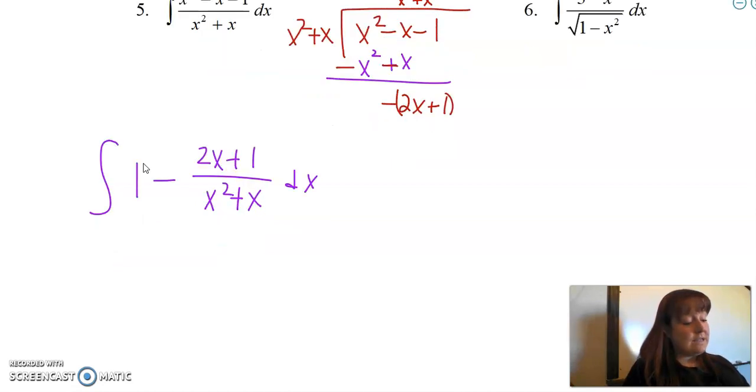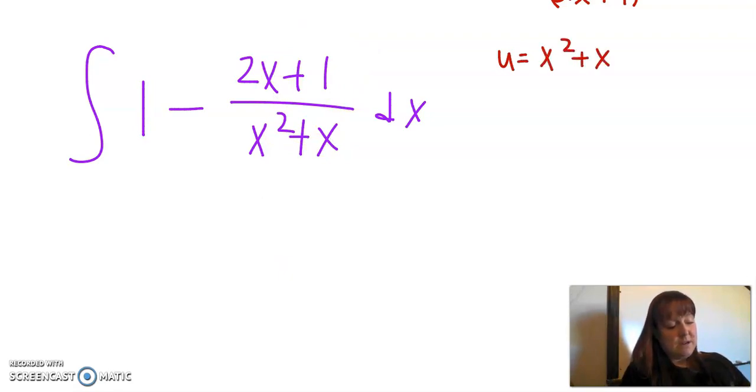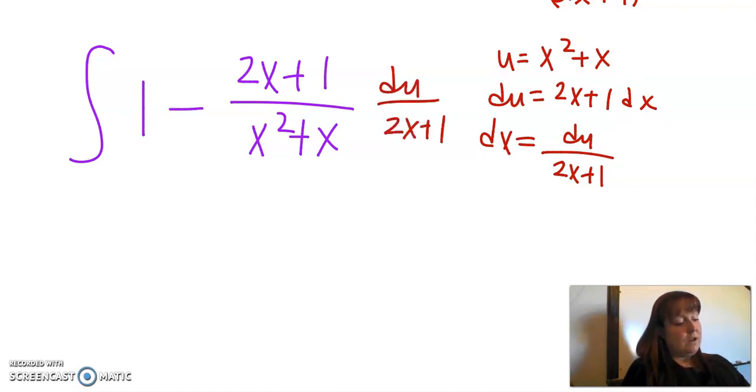And now I see, since the degree of the top is less than the degree of the bottom, this is a really good candidate for u-substitution. I know this 1 is just going to be x, so I'm just going to remember that for a minute. So let's do a u-substitution here. So I have u equals x squared plus x. Therefore du equals 2x plus 1 dx. Therefore dx equals du over 2x plus 1. And looky there, it's just going to cancel out, right? So instead of dx, I'm going to have du over 2x plus 1. And instead of x squared plus x, I'm just going to have my u.